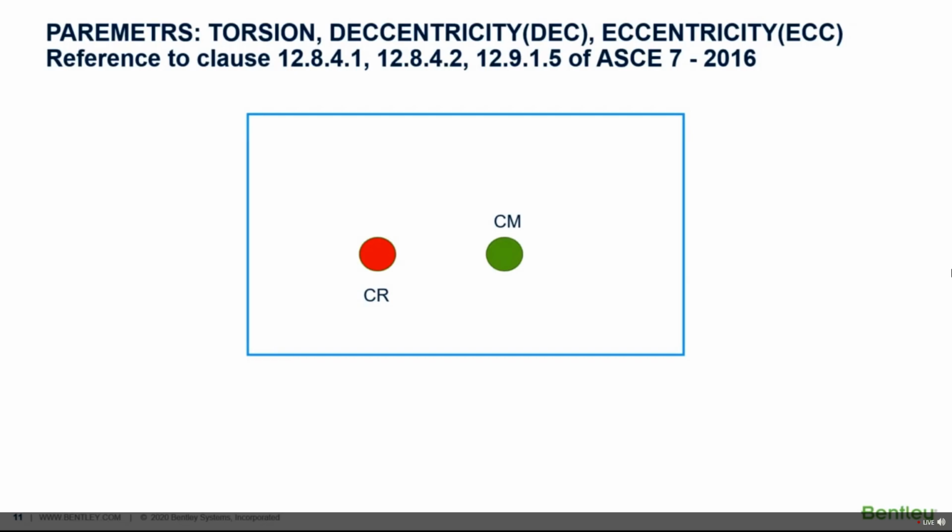And finally, the resultant horizontal earthquake effects are obtained from the pure earthquake combinations that we showed you before. The final horizontal earthquake effects need to be determined by multiplying the forces with the redundancy factor from clause 12.3.4 before they are used in the strength combinations. Now we go over to the demonstration section.